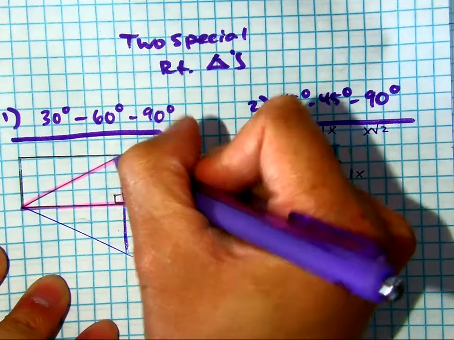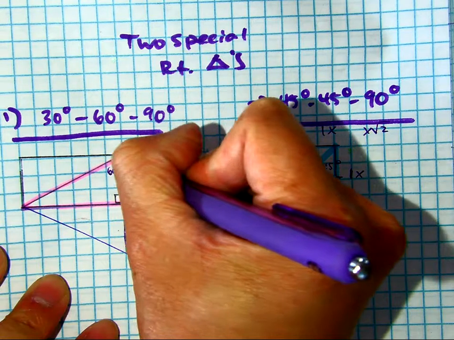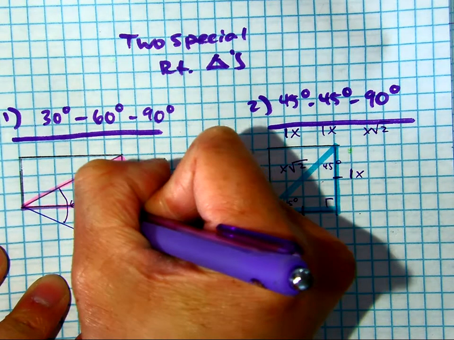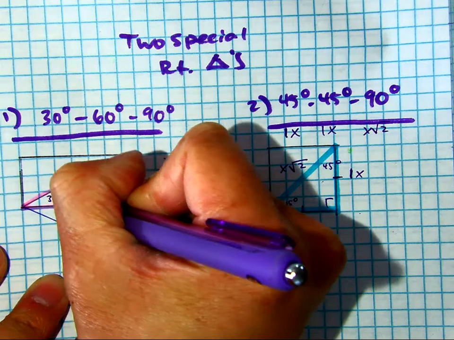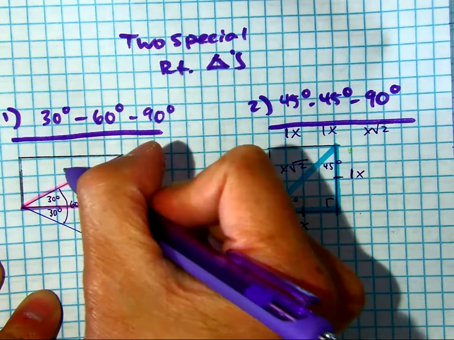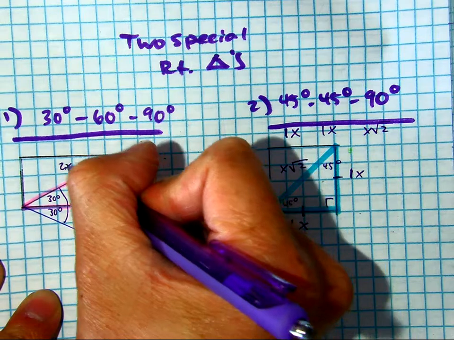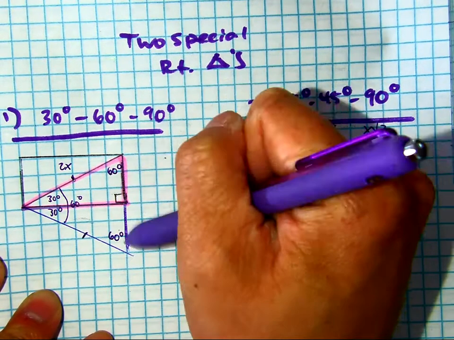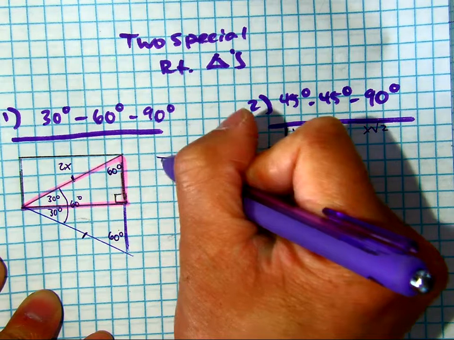Now, this whole thing is 60, so this would be 30 and 30. Let's say I call one side length 2x. This side is congruent to this side, which is congruent to this side, right? So this whole thing is 2x. What am I going to call this one? X.